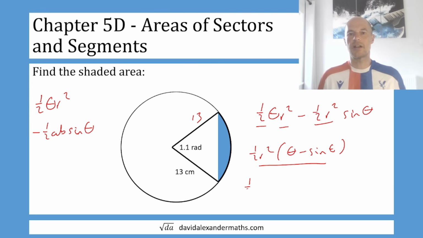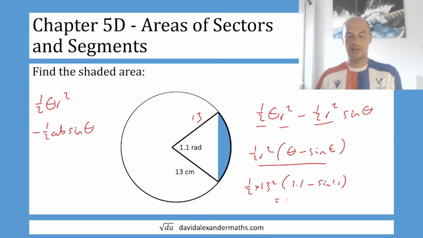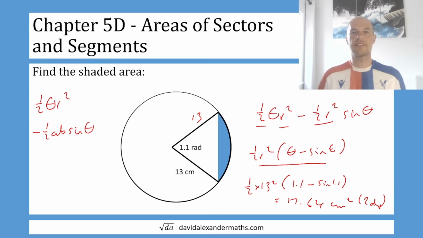So what we have is 1/2 multiplied by 13 squared, 1.1 minus sine 1.1. Again, just make sure your calculator is in radians. So 0.5 multiplied by 13 squared, open brackets, 1.1, take away the sine of 1.1, and what do we get? We get 17.64 square centimetres, to 2 decimal places.